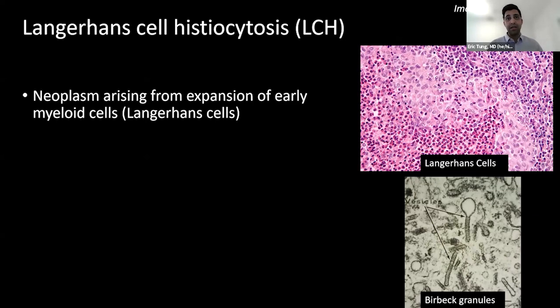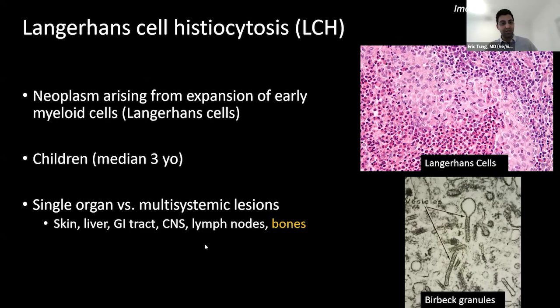as Langerhans cells. And these Langerhans cells are dendritic or antigen-presenting cells. They have this defining feature of Birbeck granules, which are organelles that are specific to Langerhans cells. And it's often a diagnosis of children, typically seen in toddlers or in young school-age children, with a median age of 3 years.